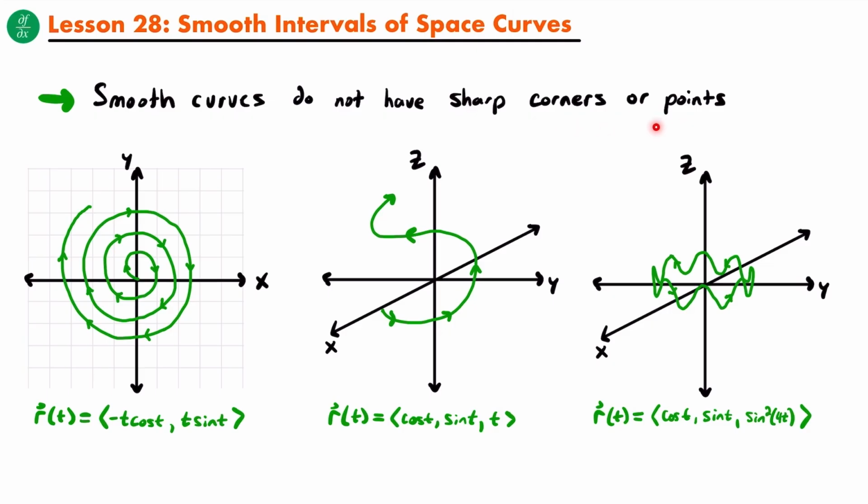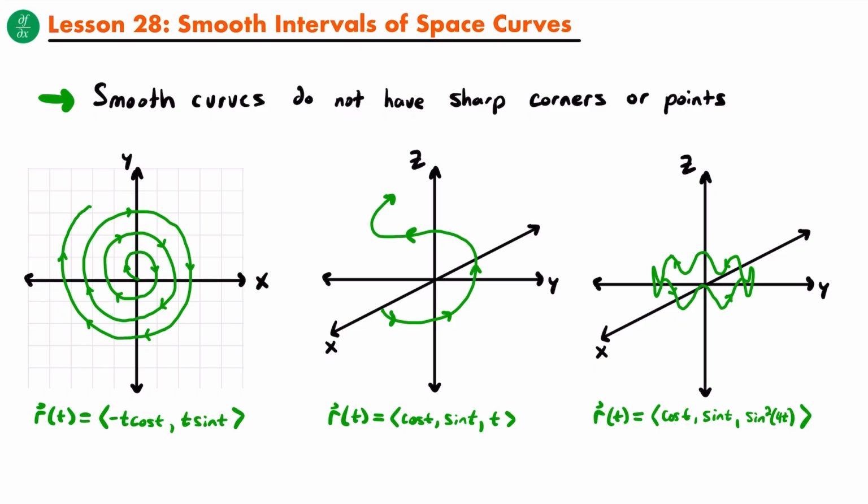So all the curves on the screen right now are examples of curves that are completely smooth. They don't feature any sharp corners or points or anything that would break the smoothness of the curve. And of course, that would include any type of asymptote that you may encounter as well. None of these curves feature anything that would make them not smooth. And so you can see that here with these three curves.